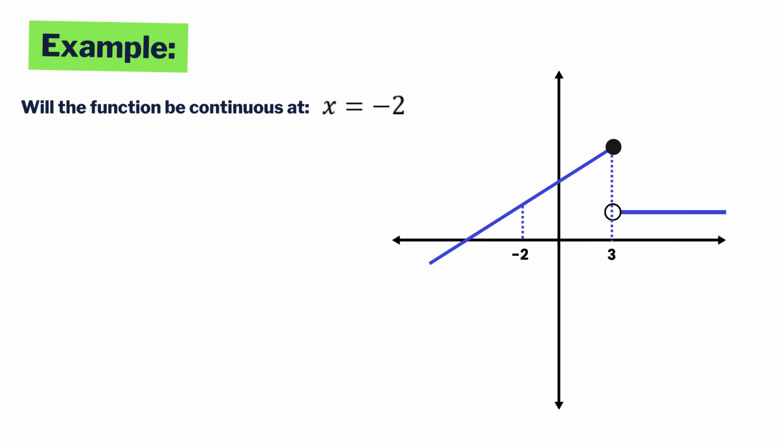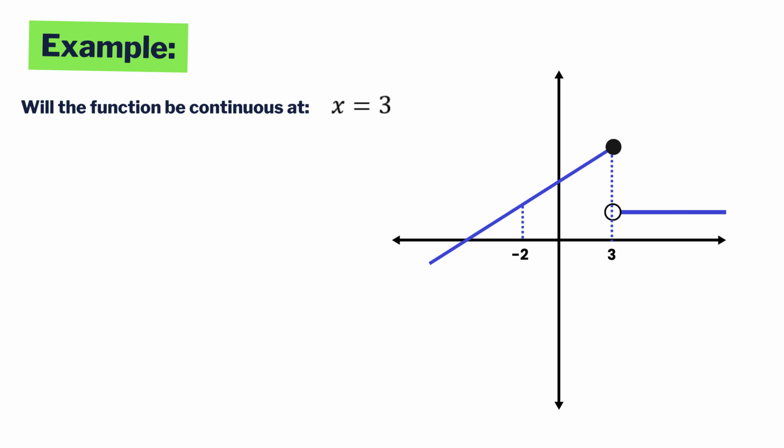The first question is, will the function be continuous at x equals -2? What that's really asking me is, can I take my pen, move from left to right through -2 on the graph without having to lift my pen? As we move from left to right through x equals -2, we can see there's no problem. I didn't have to lift my pen to get past -2. So we can say the function is continuous at x equals -2.